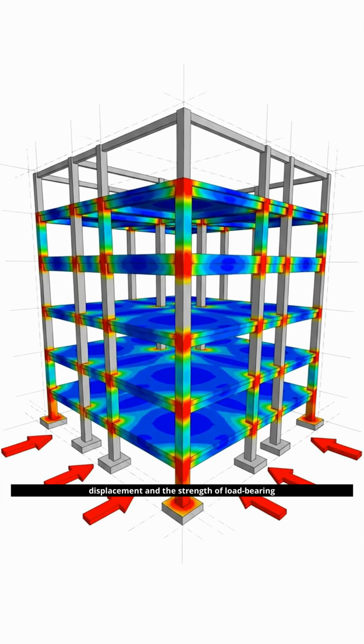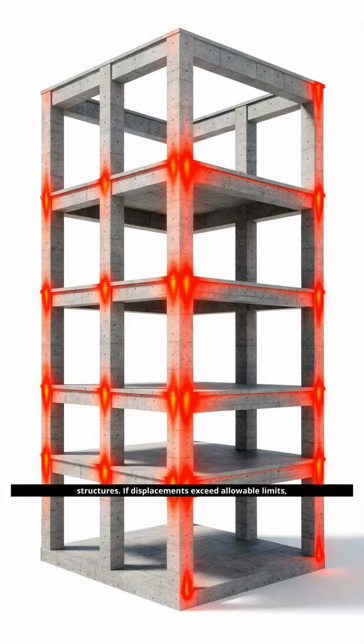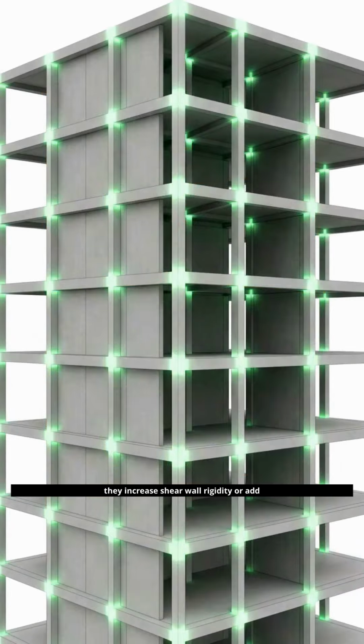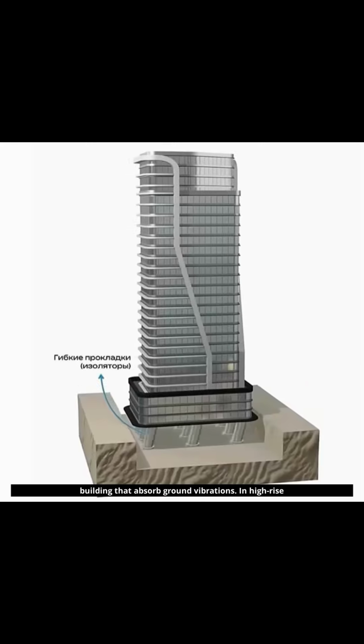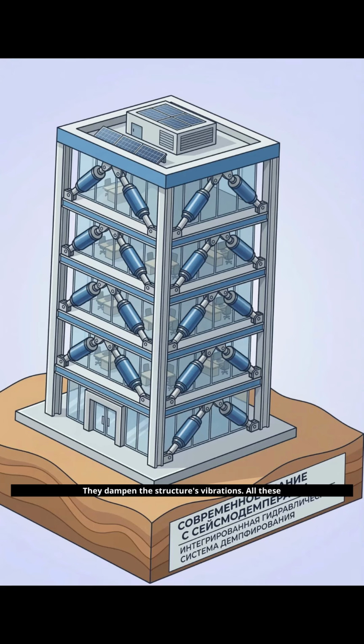Engineers check the building for displacement and the strength of load-bearing structures. If displacements exceed allowable limits, they increase shear wall rigidity or add new ones. Seismic isolation is also used, special bearings between the foundation and building that absorb ground vibrations. In high-rise buildings, dampers are installed. They dampen the structure's vibrations. All these solutions are regulated by building codes.